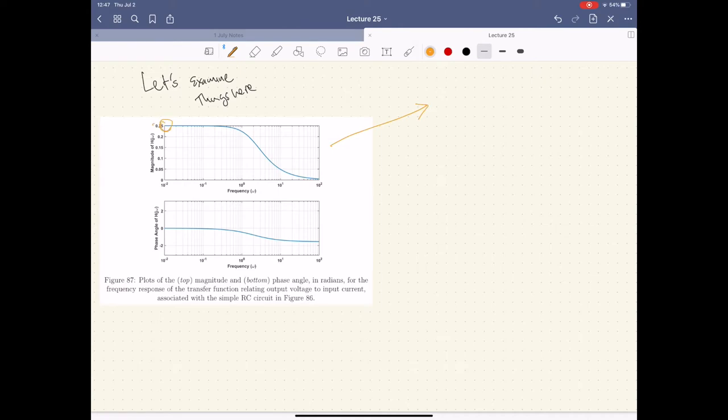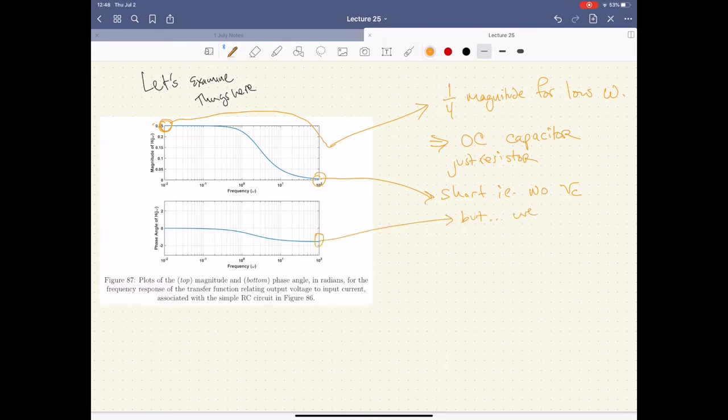So here, up high, we had 1/4 magnitude for low frequency. And so this is basically an open circuit capacitor, just the resistor. Okay. And then this one here is basically a short, i.e. no VC. But we have a minus 90 degree phase shift.